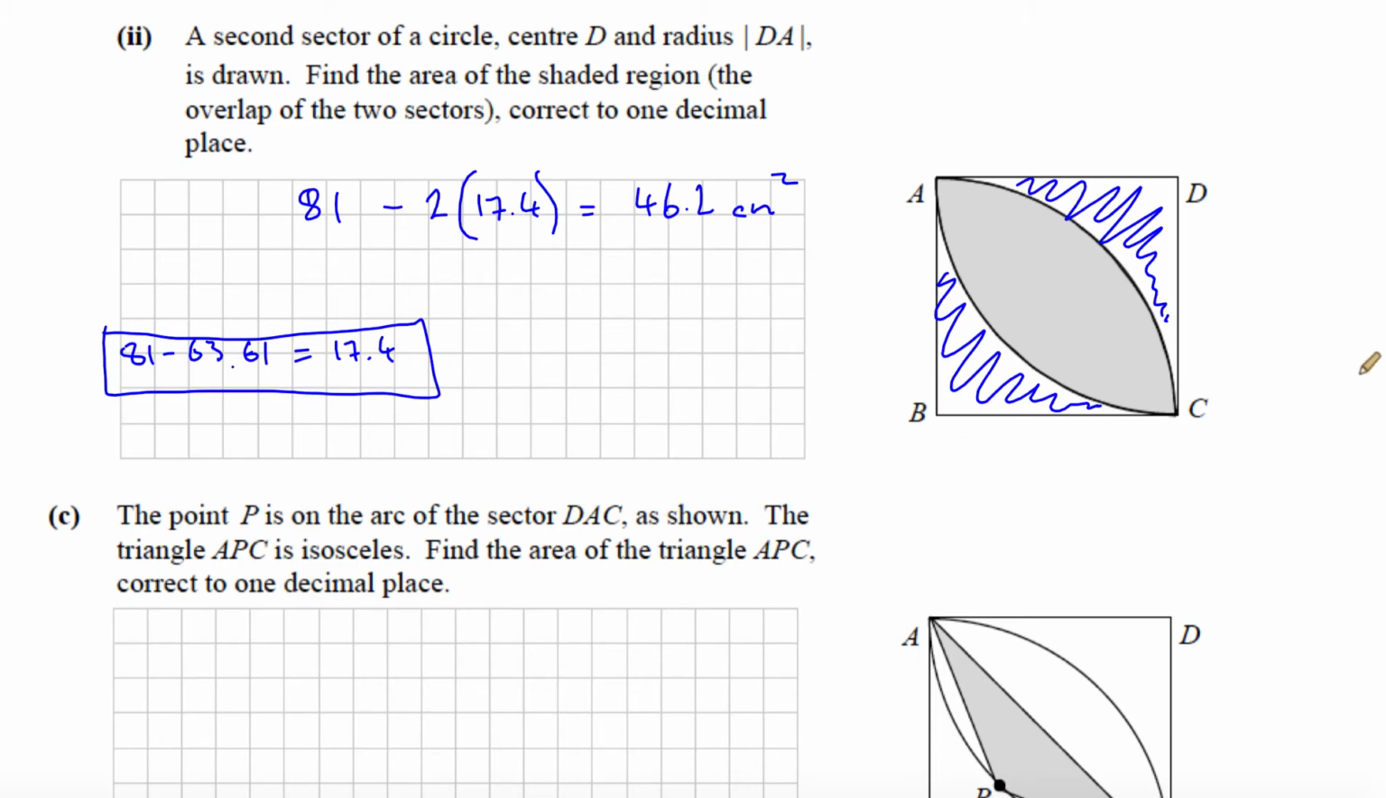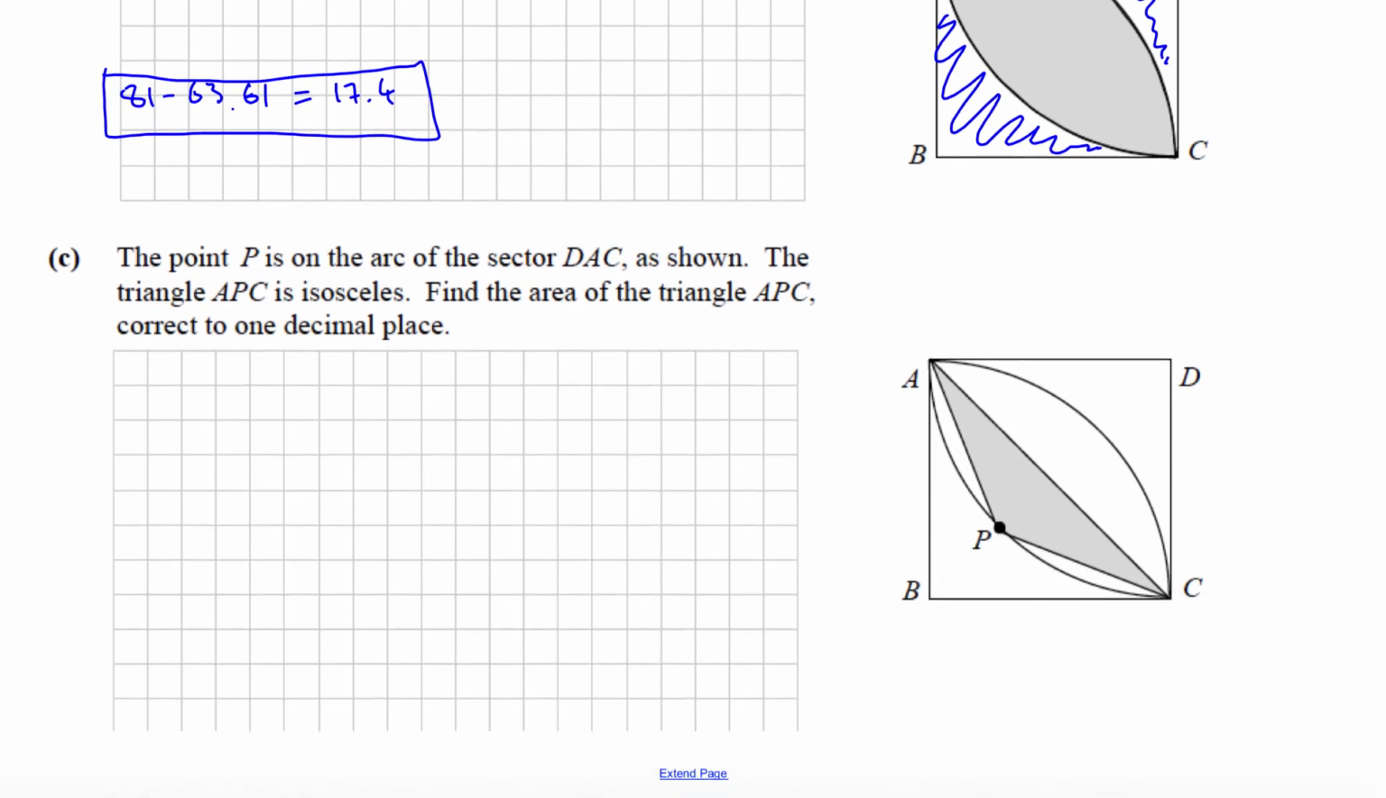Okay, finally, part C. The point P is on the arc of the sector DAC. So we see the point P here, as shown. The triangle APC, the shaded one, is isosceles. Okay, so AP and PC are the same length.